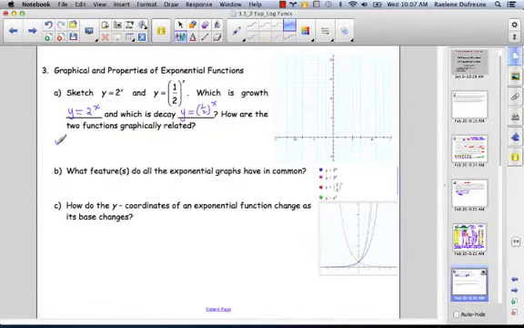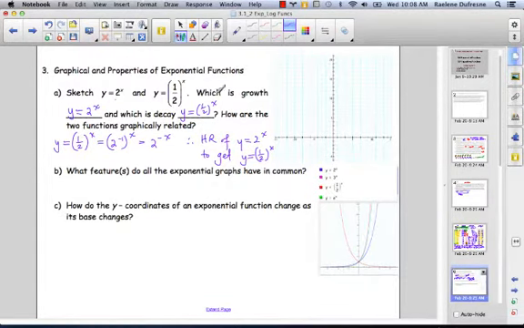Again, because 1/2 to the x is the same as 2 to the negative 1 all to the x, which is 2 to the negative x, we see that there's a horizontal reflection of y equals 2 to the x to get y equals 1/2 to the x. So I think what I will do is put y equals 1/2 to the x in red.